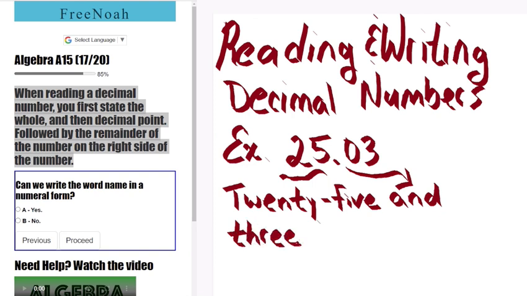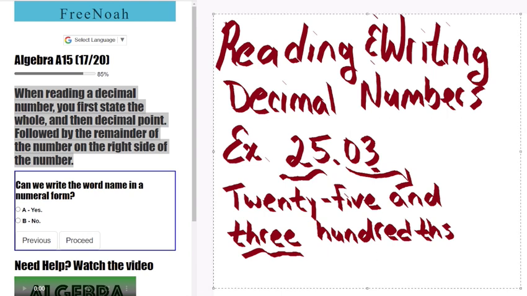And now we're just going to evaluate the right side. So on the farthest place value to the right, we notice that there's a 3, and the 3 is occupying the hundredths place value. So when we write it, we're going to write 3 hundredths. Now we pile it up together. We have 25 and 3 hundredths. Next example here.